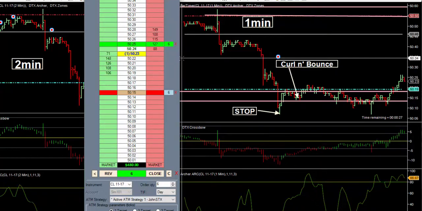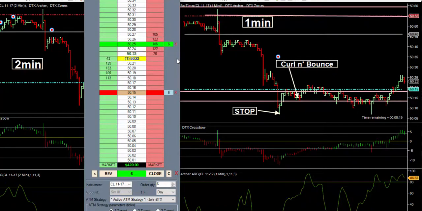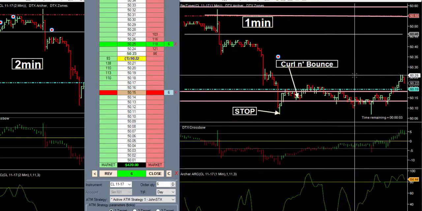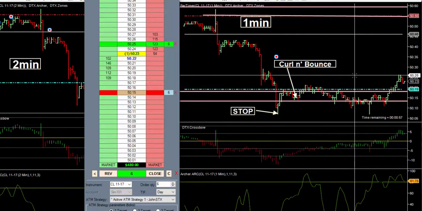So that would be 10 ticks times the $10 a tick times the 6 contracts is a $600 profit target. You can see where I set my stop right at 50.15, and now it's just a waiting game. It's either going to hit our target here or it's not. So again, we got a curl and bounce here, and we set our curl and bounce target lines from our 5-minute chart.